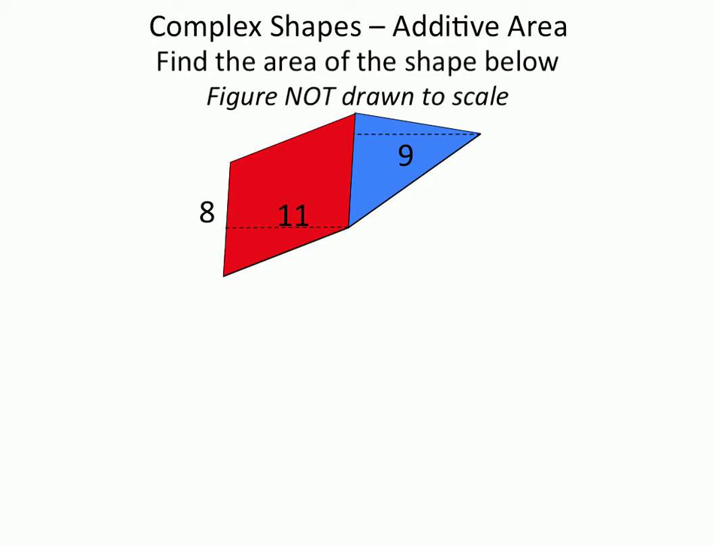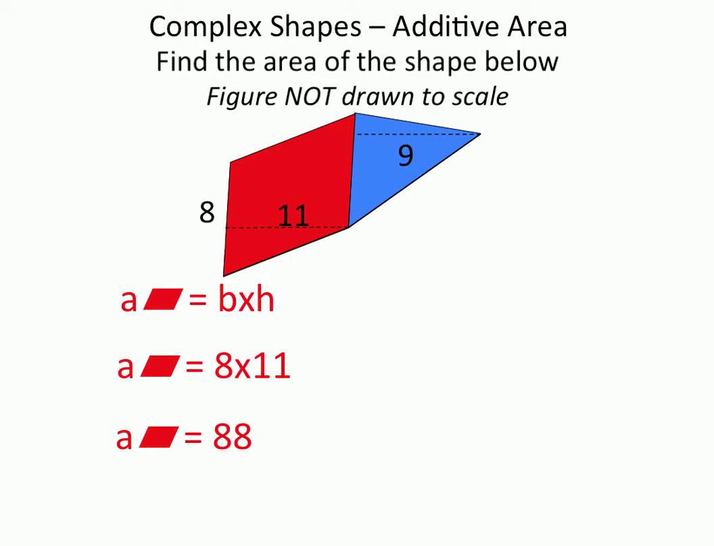So my strategy is going to be, first, I'm going to figure out the area of this parallelogram. Then I'm going to figure out the area of this triangle, and then I'll add them together to get the area of the whole thing. So the area of a parallelogram, as I know, is base times height. Using substitution, I can plug in values for base and height of 8 and 11, multiply that out, and I get 88. So now I know that the area of that parallelogram is 88, but I still have to find the area of that blue triangle right there.